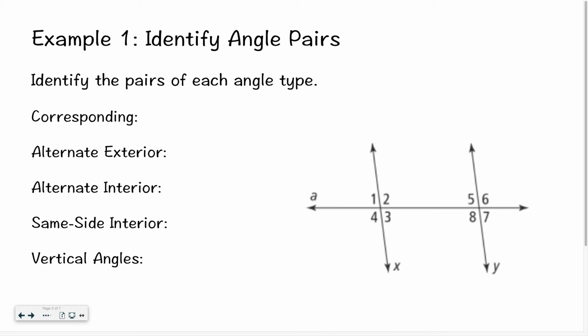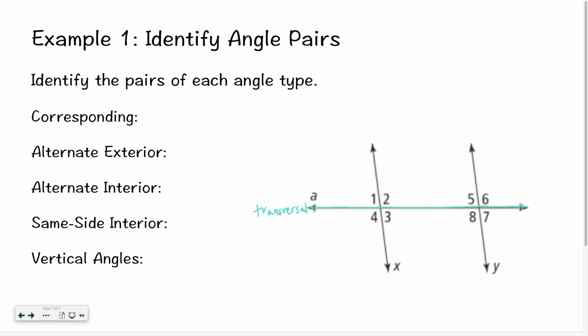Okay, so first let's talk about all of the angle pairs that are created by having two lines and a transversal. So corresponding angles are the first type of angles that we're going to talk about. And corresponding angles are when they are on the same side of the transversal. So let's label our transversal just to maybe make it a little bit easier to see what I'm talking about.